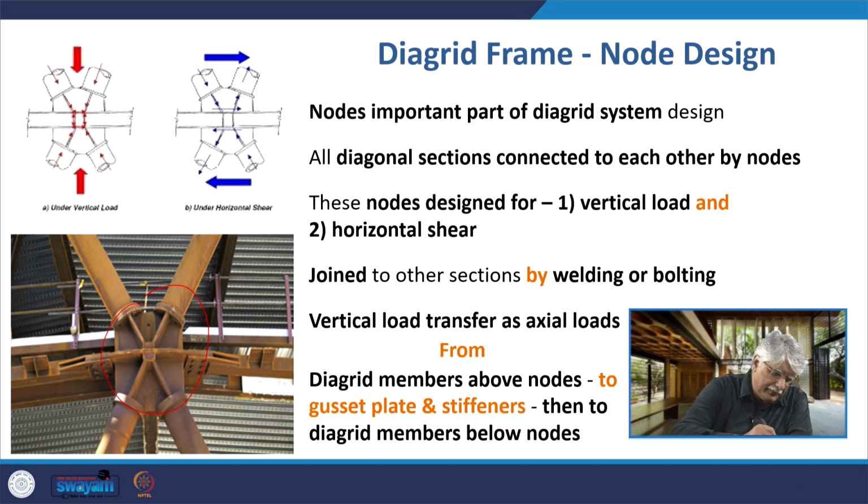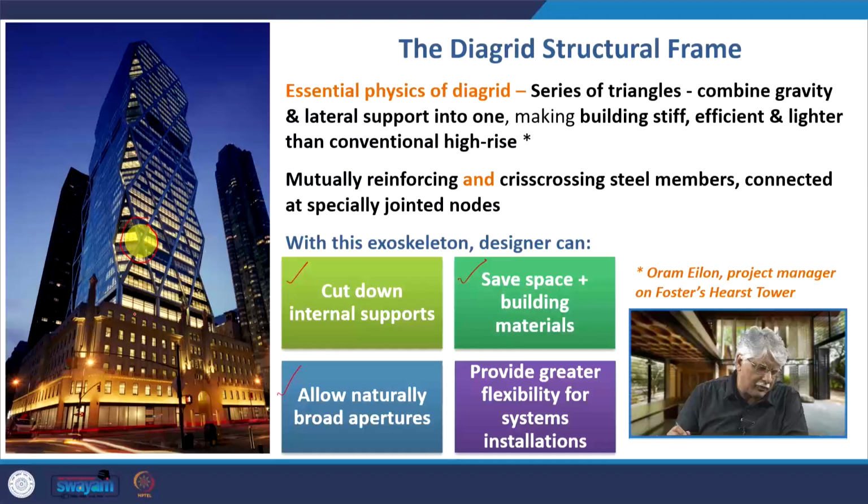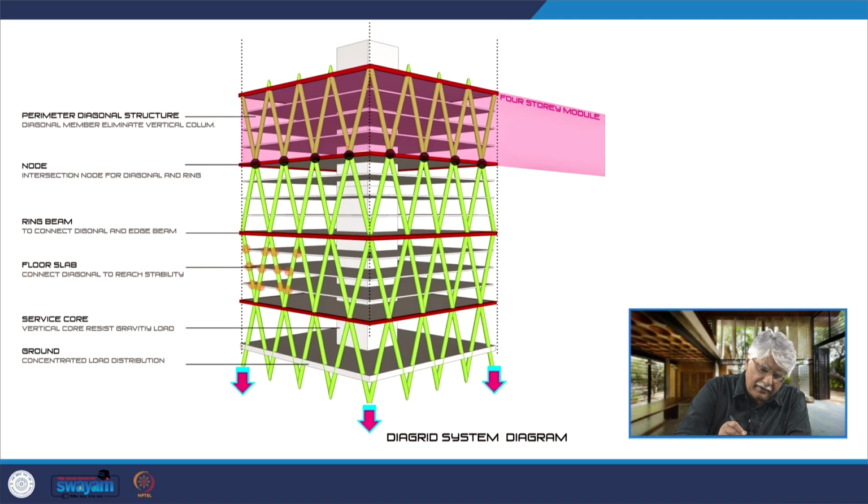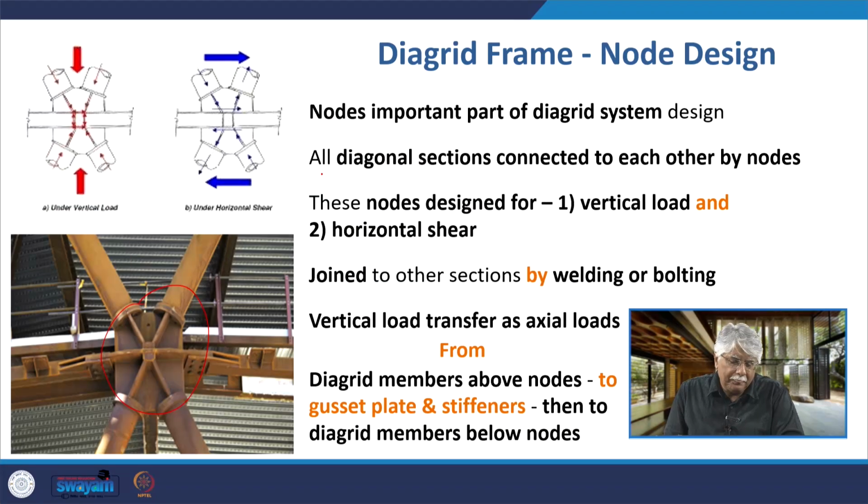This is the node. If you go back again, I will again show you the node. This is the node that I was talking about here and here. These are the nodes. Now the nodes, all diagonal sections are connected to each other at the nodes. These nodes are designed for both vertical load and for horizontal shear.